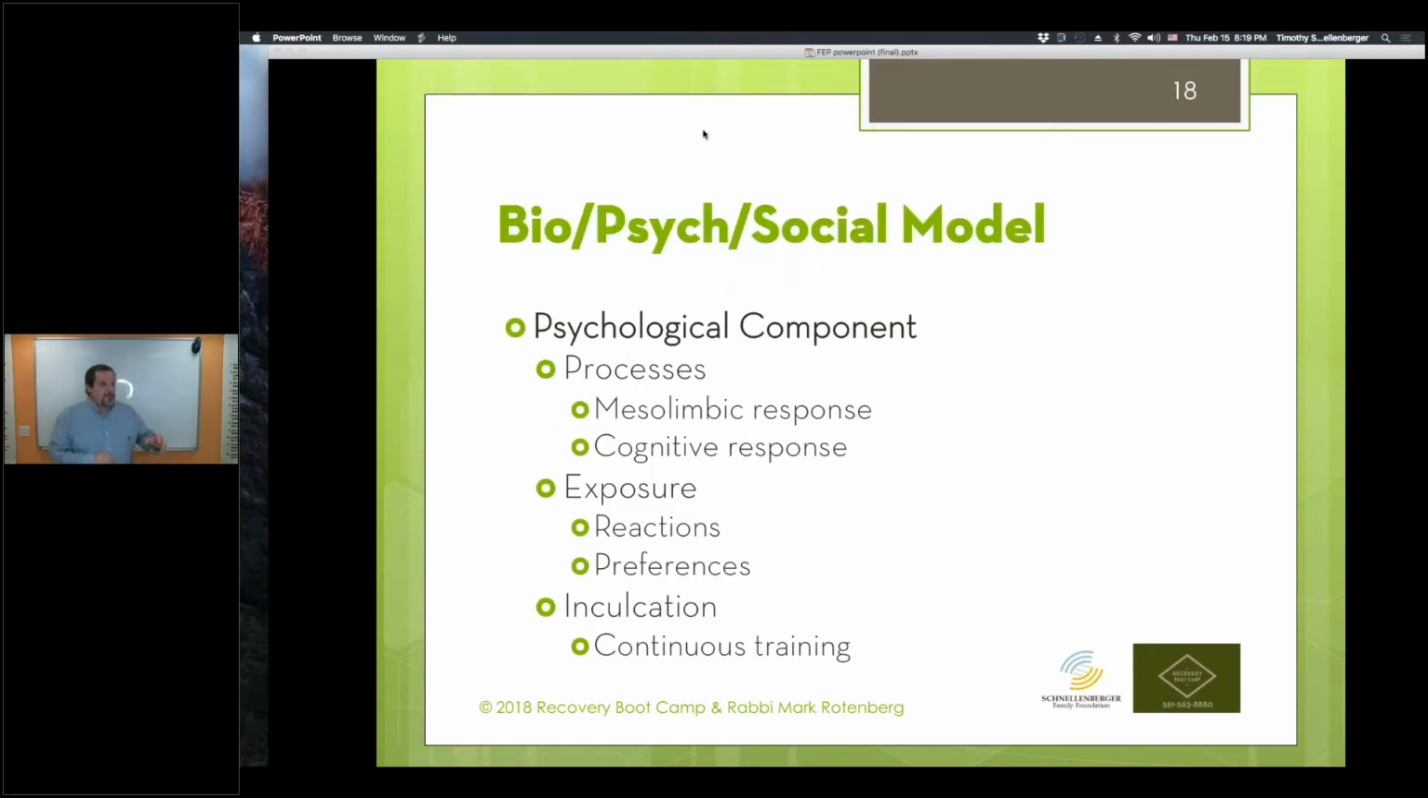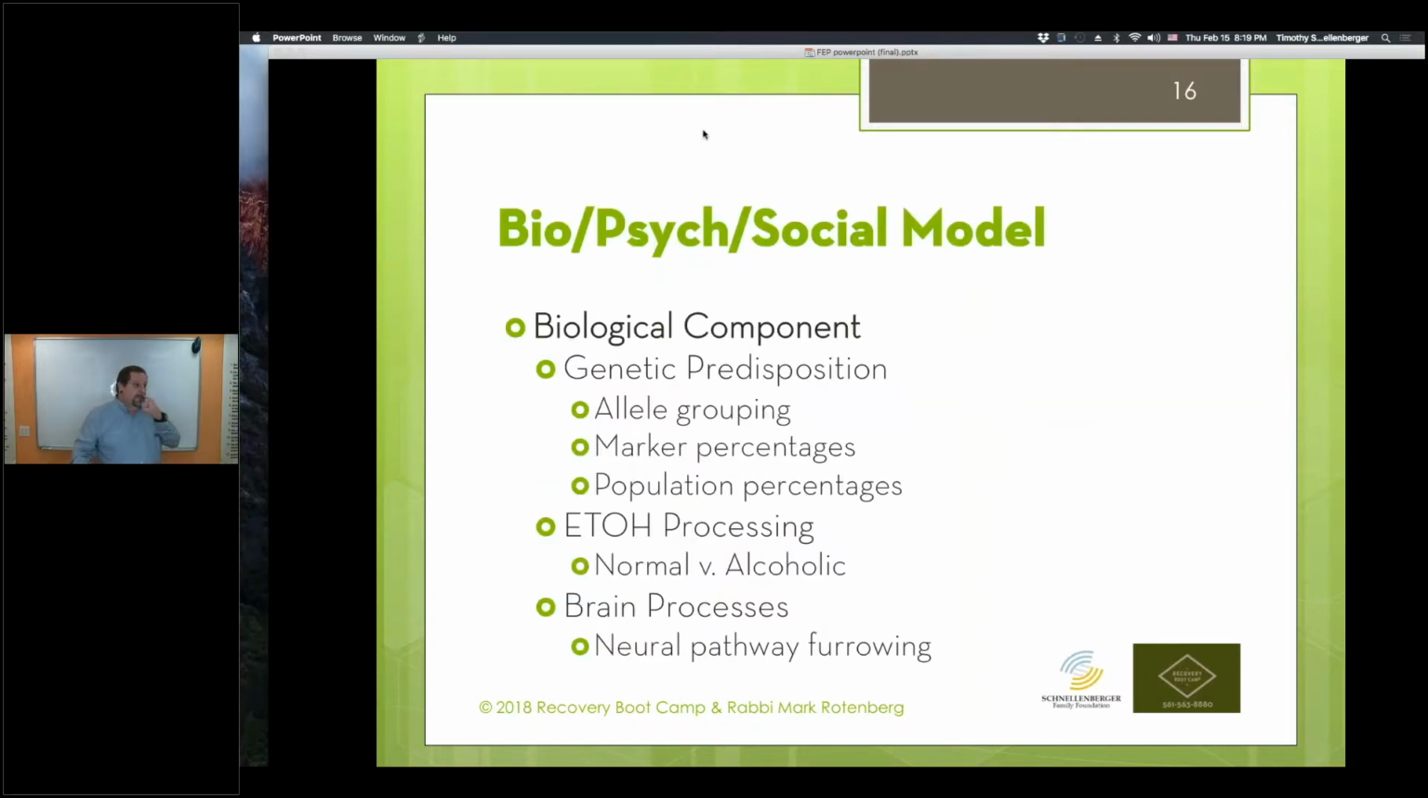So the psychological component, actually, let's back up a little bit. Let's go back 2 slides to 16, and let me talk a little bit about genetic predisposition. There's not a single gene for addiction. What we know now is that it's based on alleles, which are binary on-off switches that sit on the ribosomal nucleic acid on the chain. And they're markers not for liking heroin or liking alcohol. They're markers for neurochemicals.